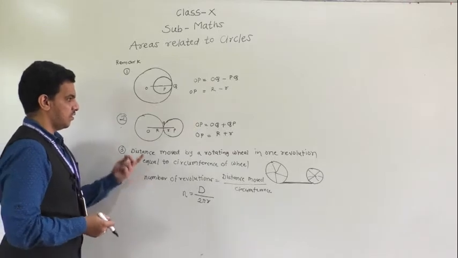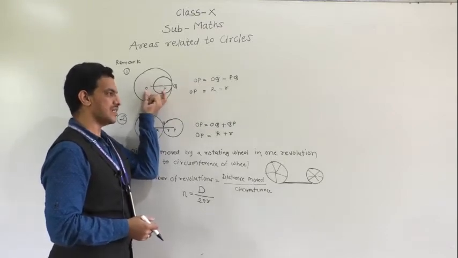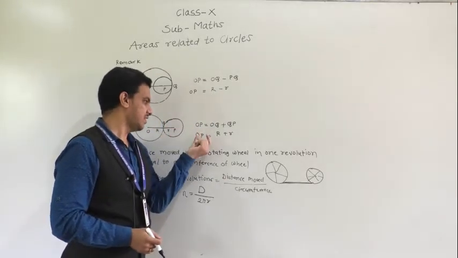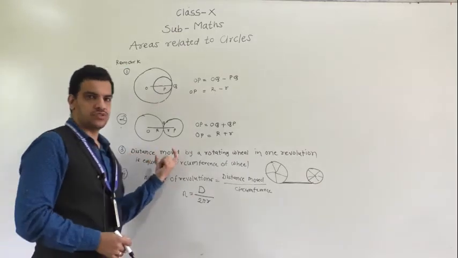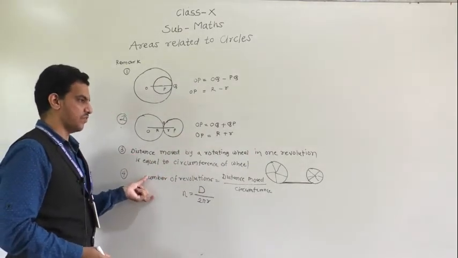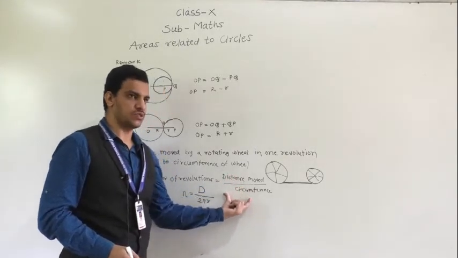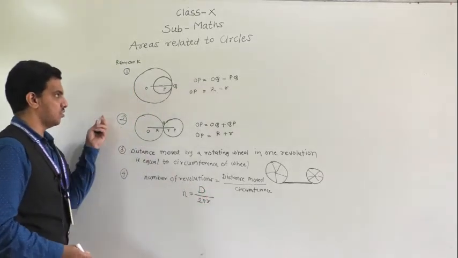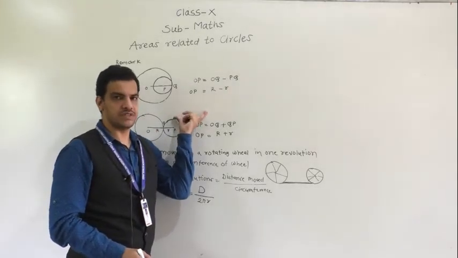Again, a short review. If two circles touch internally, the distance between centers is the difference of radii. If two circles touch externally, the distance between centers is the sum of the radii. The distance moved by a rotating wheel in one revolution is equal to its circumference. So the number of revolutions n is equal to d divided by 2 pi r, where d means distance. These are the basic formulae for perimeter and area of a circle. Now we will take some examples based on this.